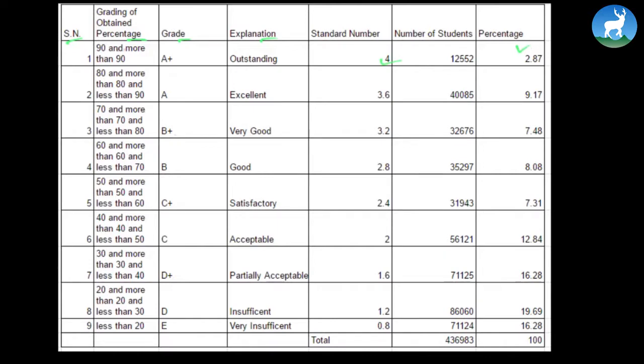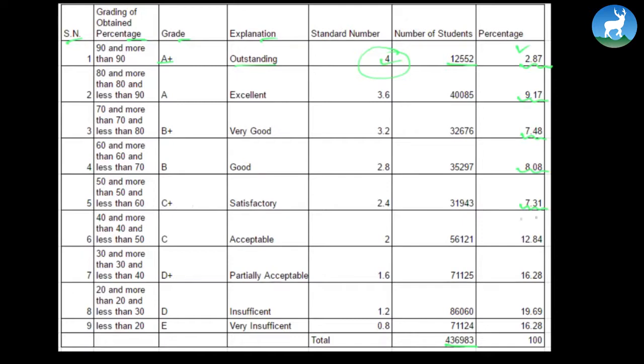We have 90 and more than 90%, that is A plus grade, which is outstanding and which is the highest standard number, called 4. And in that section we have 12,552 students out of 4,36,983. So the percentage comes out to be roughly 2.87. Likewise, we have 9.17% in the excellent part, that is A, and 7.48% in B plus, the very good part, 8.08% is in the B, that is good, and 7.31% is in the satisfactory C plus part.